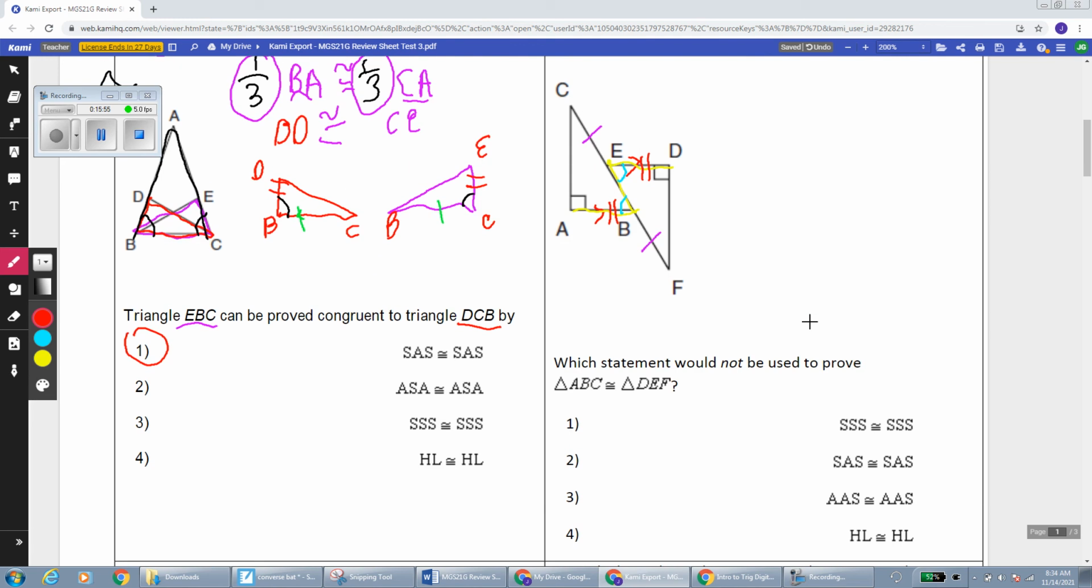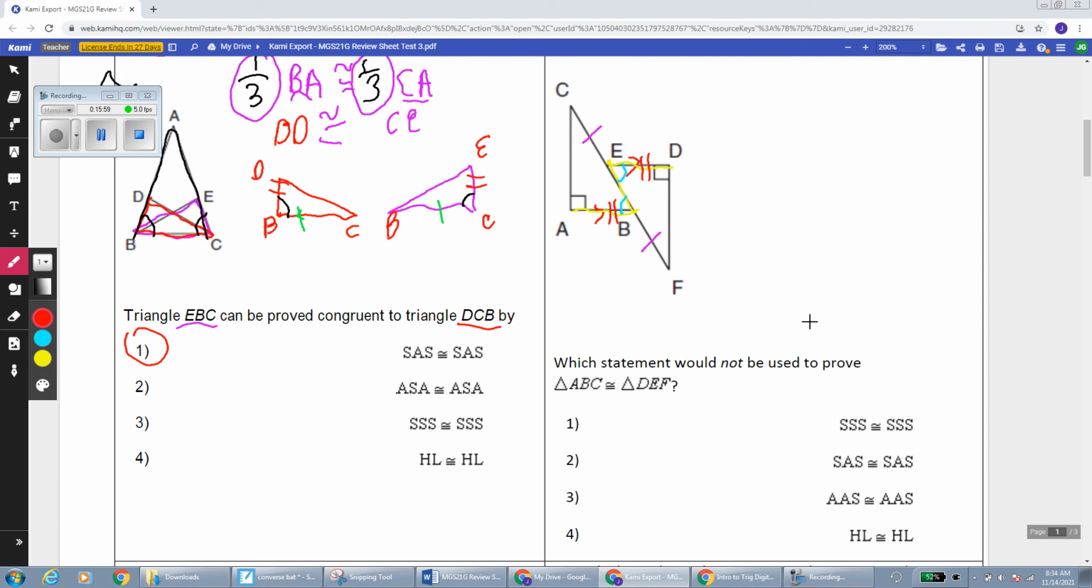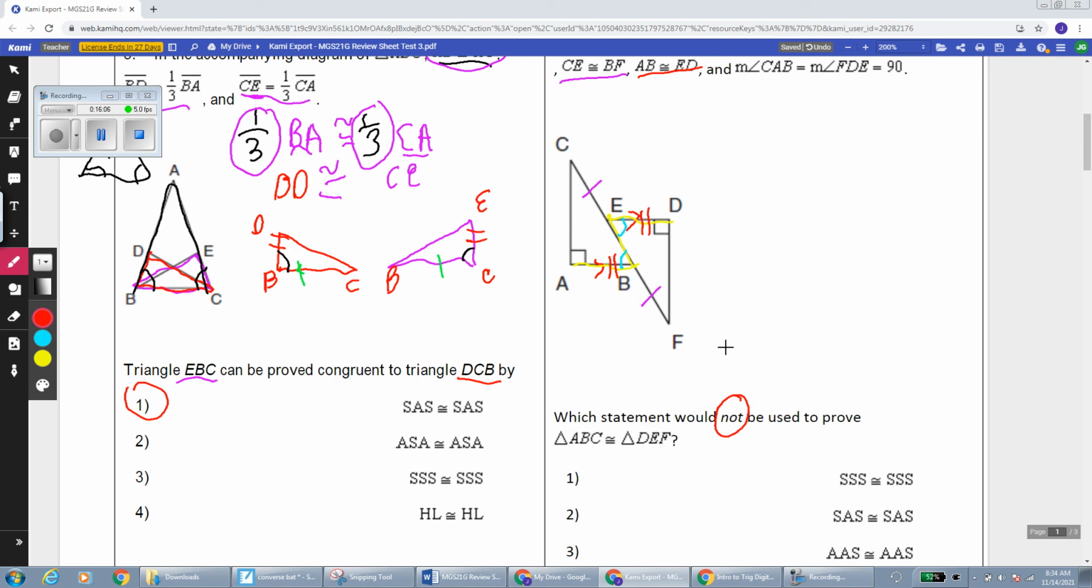Unfortunately, it's not a choice here, so get that off. Because remember, the question is which would not be used to prove angles congruent. But that's not a choice here. Okay. Notice how we have information about CE, which is not the whole side. CB is the whole side of this triangle. And we have information about FB, which is not the whole side of this triangle. FE would be the whole side of this triangle.